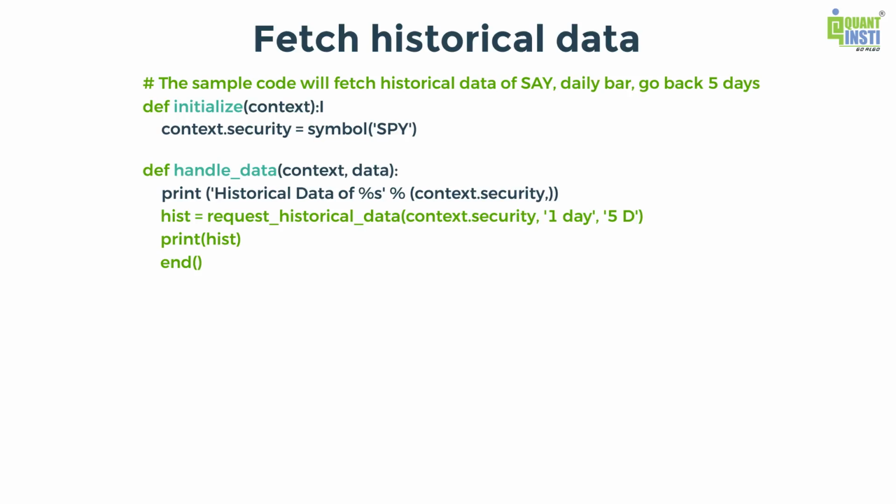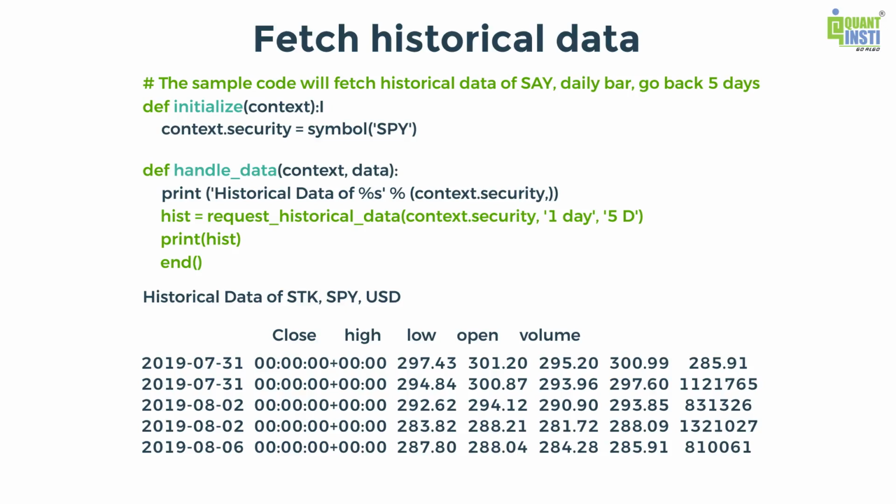Then hist is a pandas data frame. It has the returned information of historical data of SPY, and then print. Because I just want to do it once, I use end to end my code. And then it will print out, looking like this, just as I showed you in the demo.